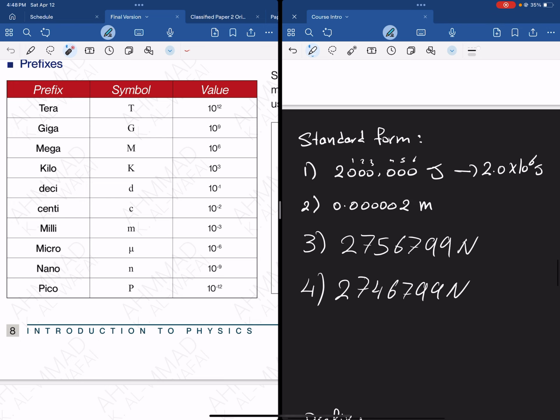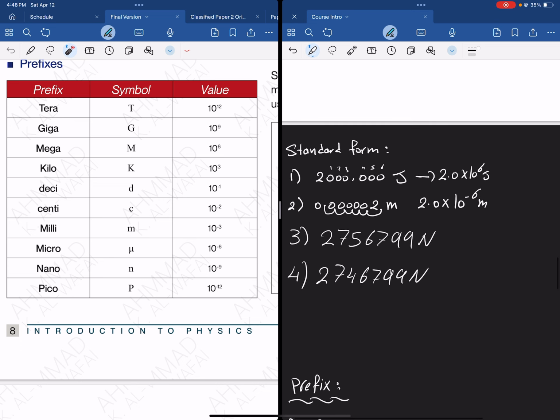Okay, now let's look at this one. This is in a reverse way. So that's 1, 2, 3, 4, 5, and this to come to this point, that is 2.0 times 10. How many numbers we counted? That was 6. So 2.0 times 10 power negative 6 meters.